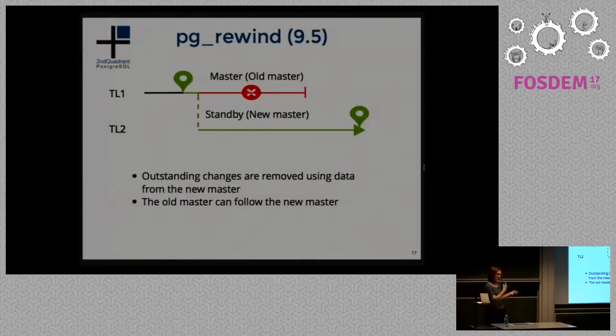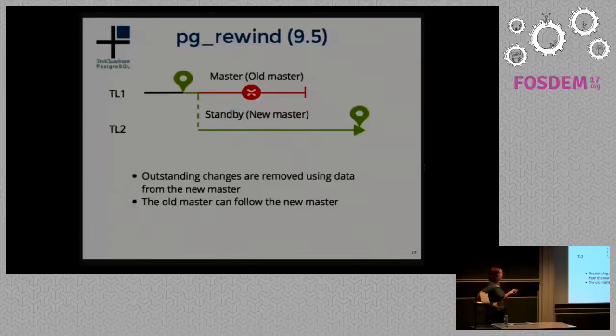You will still lose this data, and I will explain why you still lose this part. But at least your old master can follow the new master, so that you can do it online. You don't have these failover situations now. So what was it doing? It was checking the WAL files in the old master, and then it was checking the new master, which was the old standby.